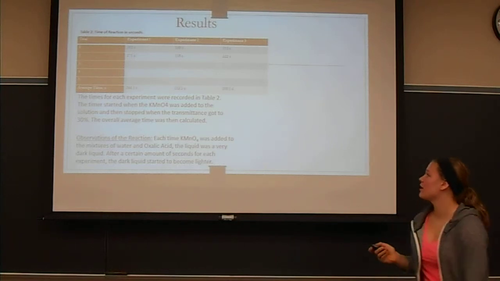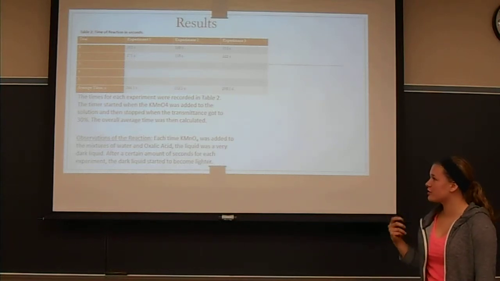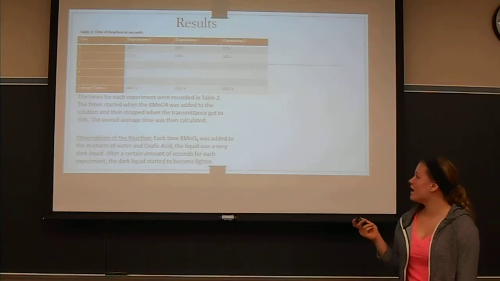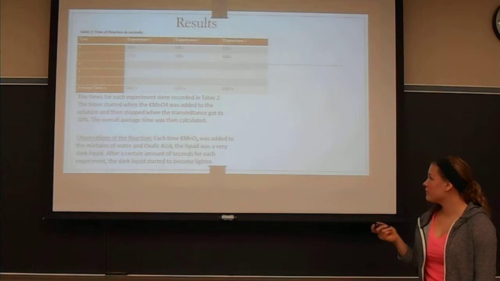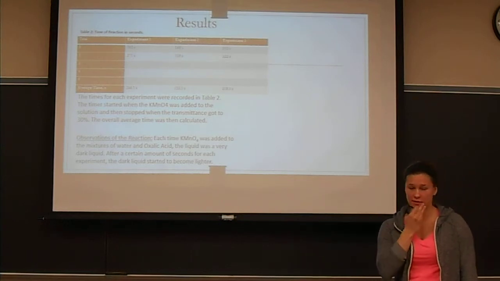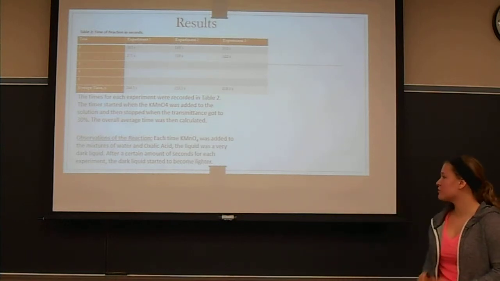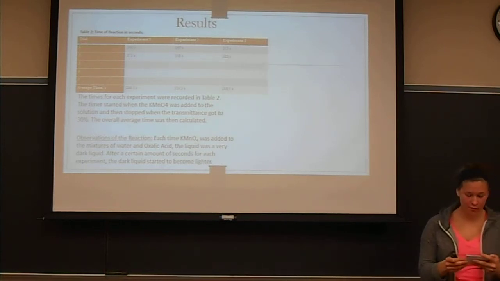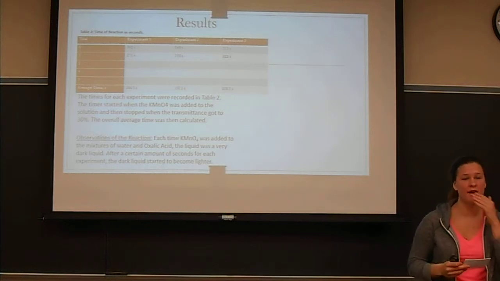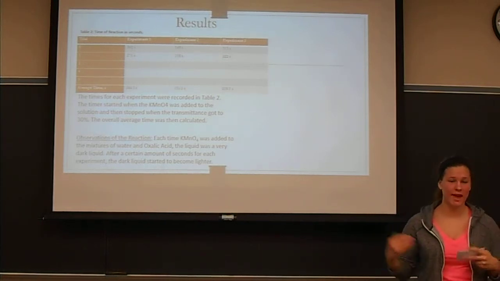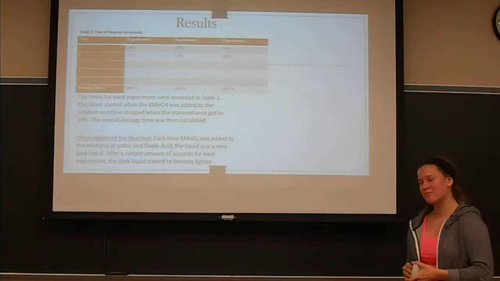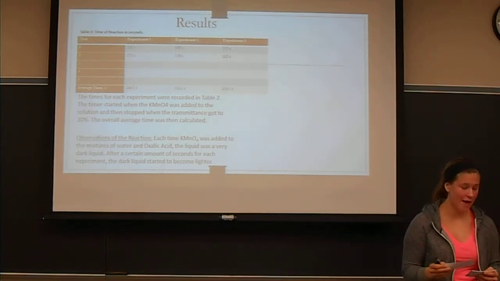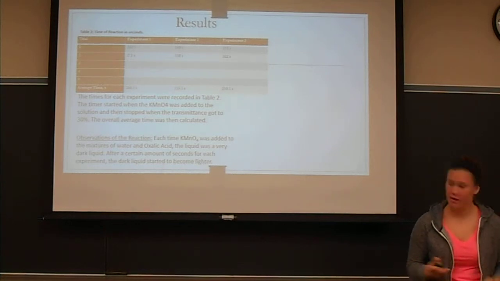This is the second table, and what I did was, after each trial, we recorded the seconds it took to reach 30% transmittance, and then we recorded the average time, and we only did two trials of it. For the observations of the reaction, when KMnO4 was added, the liquid became really dark, and as time went on, the dark color started to turn lighter after the 30% transmittance.